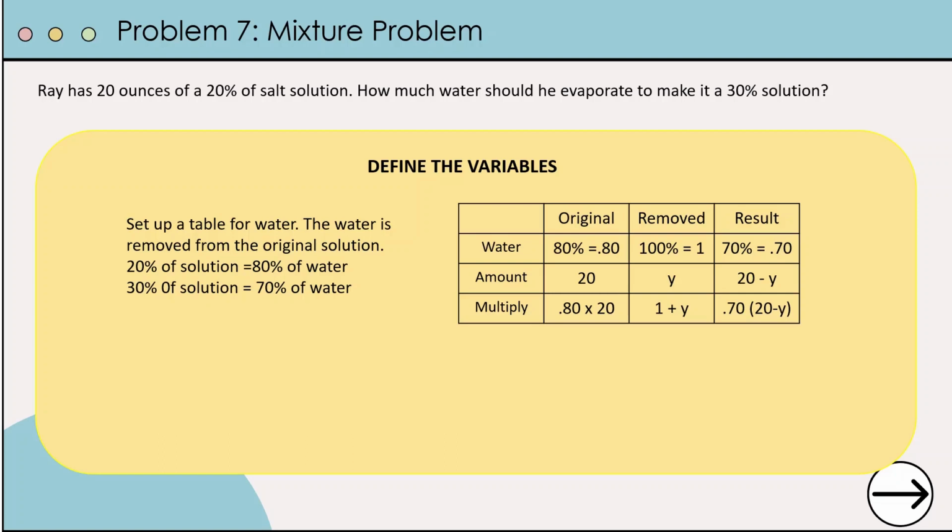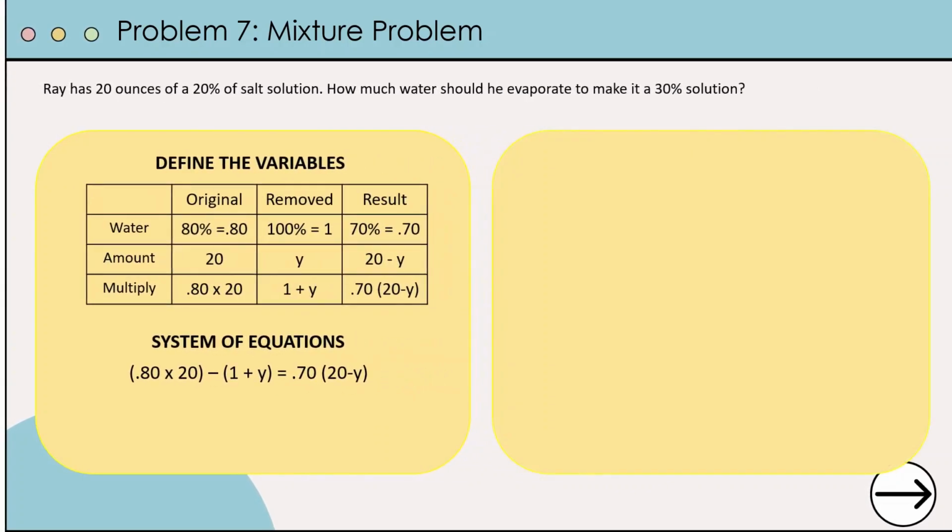Now for our second step, let's establish our system of equations. For this one, we just get the difference of the original and removed. Therefore, we get 0.80 times 20 minus 1 times y is equal to the result, which is 0.70 times 20 minus y. Our last step is to solve for the system. We have our equation 0.80 times 20 minus 1 times y equals 0.70 times 20 minus y. We simplify.